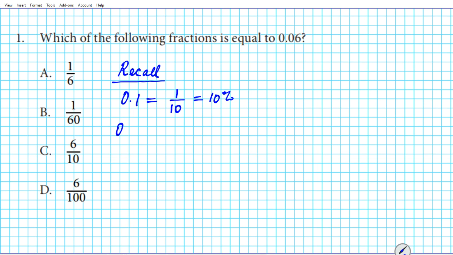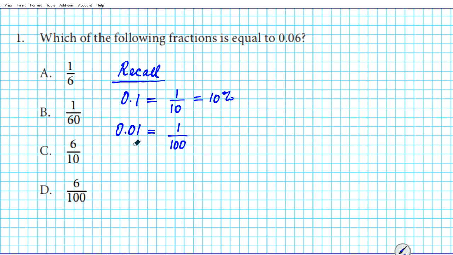What if we have 0.01? 0.01 as a fraction is 1 over 100. Now, do you notice a pattern? You have 1 right after the decimal point, so you have 1 over 10. You have 0.01, now you have 1 over 100. So the place value of the 1 tells you what goes in the denominator. For 0.1, 1 is in the tenths place, so you have 1/10.